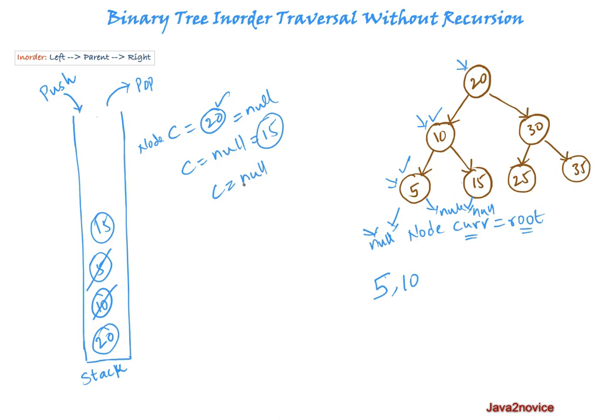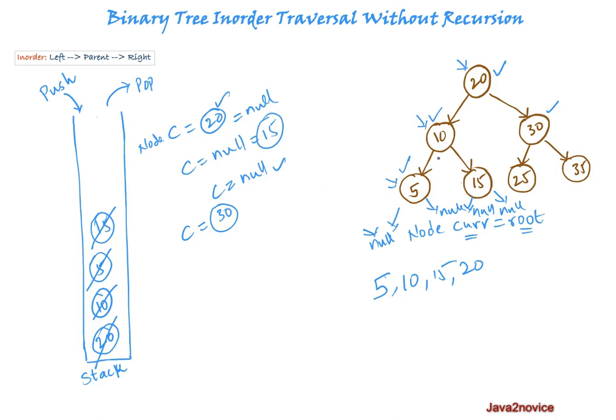Since it reached null again, we'll pop out one more element, which is 15, print it, and assign its right child to the current node, which is null. Now again the current node is pointing to null, pop out one more node from the stack, which is 20. So print the value and assign the current node reference with its right child, which is 30. For the given node 20, its right child reference is 30.